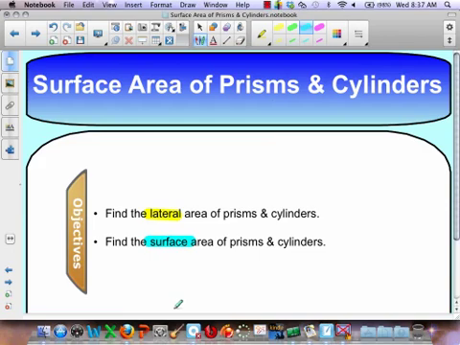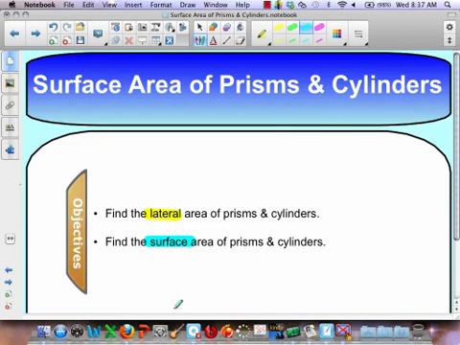What does surface area mean? The area of the surface. Area of the surface. What does that mean, Keanu? Oh, I don't know. I know that's what surface area is. Okay. I don't use it a lot.